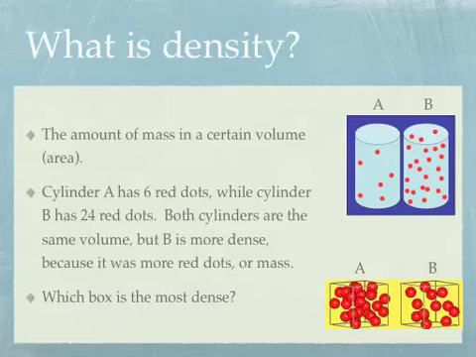If you said A is the box that is the most dense, you are correct. And if you said that the reason that it's the most dense is because there are more red dots or more mass and the volume stays the same, then again you are correct. So density is really looking at the mass of something in a certain area or a certain space.